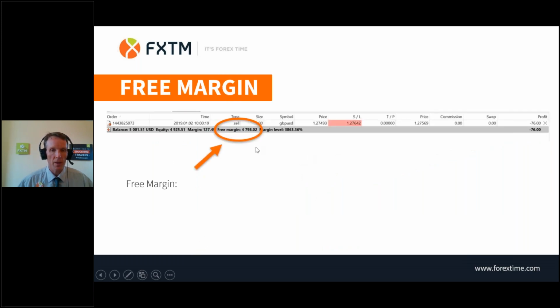Free margin. Now, as you guys know, when you open a position, a deposit is put down. The size of the deposit, or the margin as we call it, depends on the amount of leverage that you have. If you've got a lot of leverage, like 1 to 1,000, it's a small deposit that you put down, or a small margin. But as your leverage gets less and less, your margin is bigger. So that has an effect on how many open positions you can have. So it's very important. And that's the amount that's available for you to open new positions.